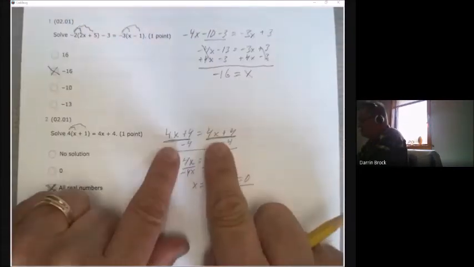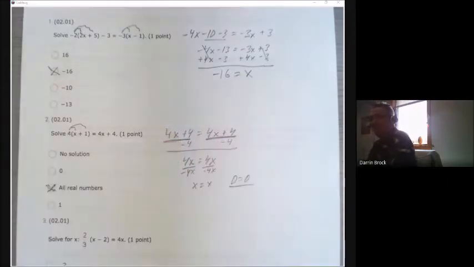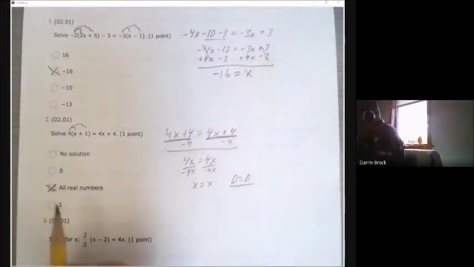If x is 1, it'd be 8 equals 8. If x is 2, it'd be 4 times 2 is 8, plus 4 is 12. 12 equals 12. Always, any x is true. So all real numbers.